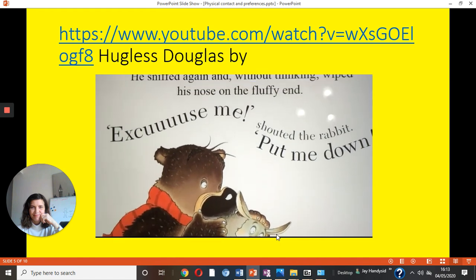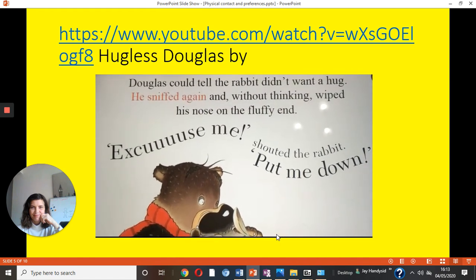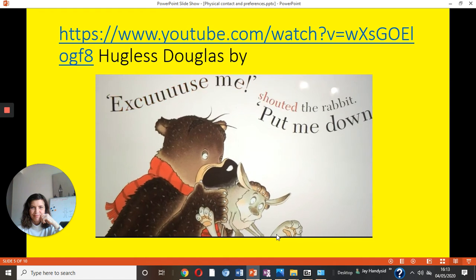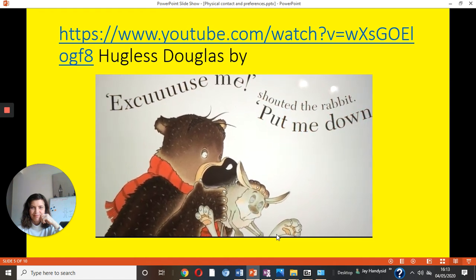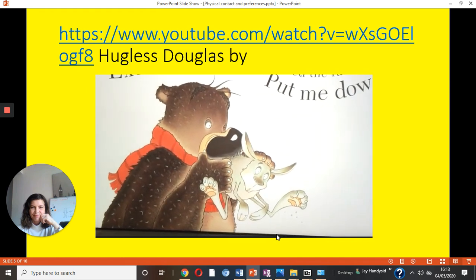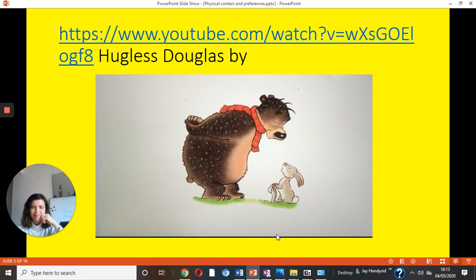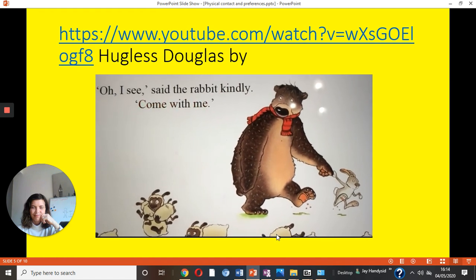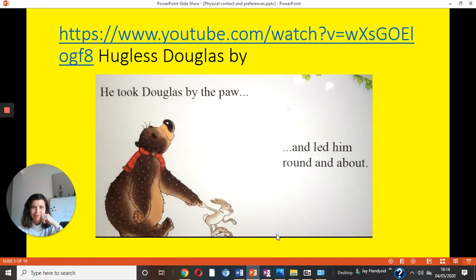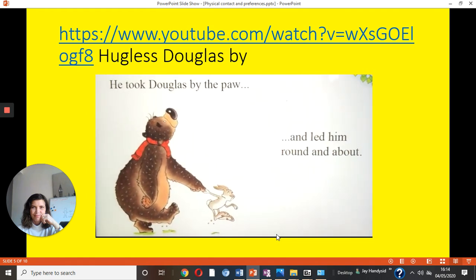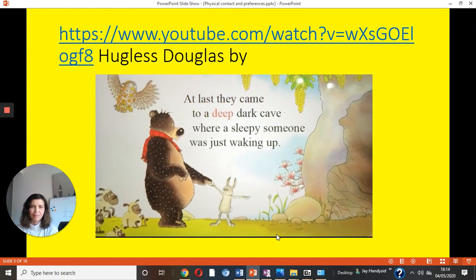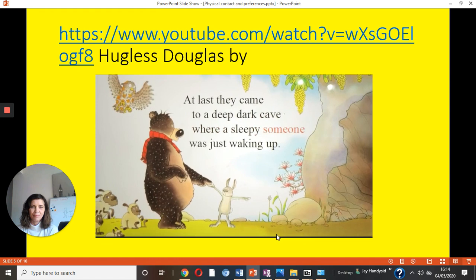Douglas could tell the rabbit didn't want a hug. He sniffed again, and without thinking, wiped his nose on the fluffy end. Excuse me, shouted the rabbit. Put me down. But I need a hug, said Douglas, and I can't find one anywhere. Oh, I see, said the rabbit kindly. Come with me. He took Douglas by the paw and led him round and about. At last they came to a deep, dark cave, where a sleepy someone was just waking up.